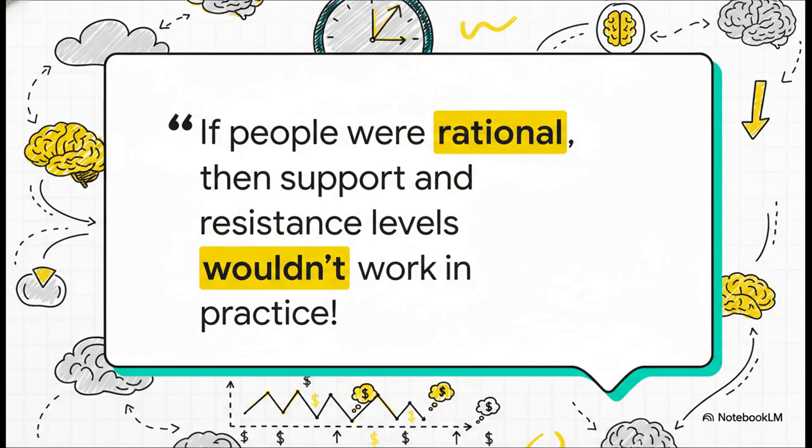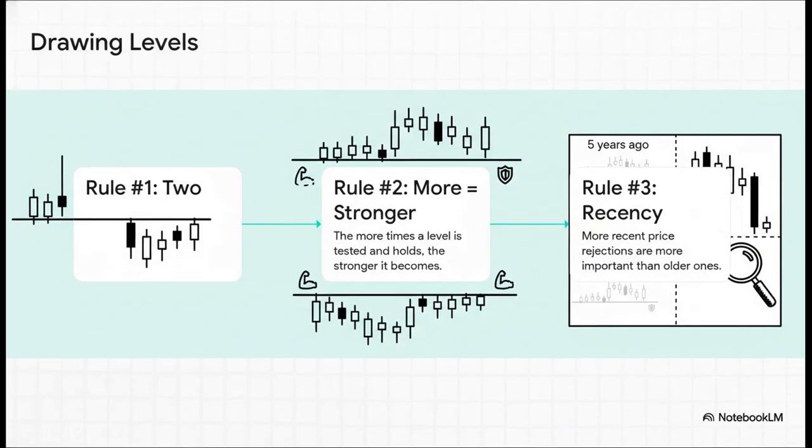So how do you actually find these levels on a chart? Well, here are 3 super simple rules to get you started. 1, the price needs to hit a level and turn away at least twice. 1 touch is just a point, but 2 touches make a line.